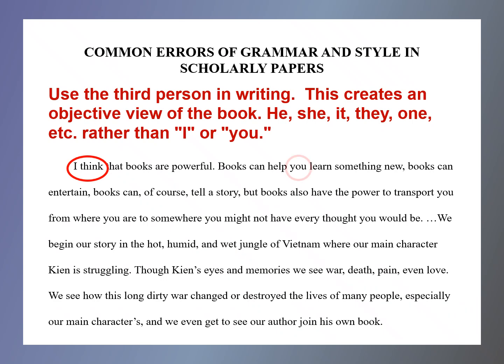One of the biggest issues in writing is use of the first or second person. I, we, us, our, my, you, and your are pronouns used in conversation and in direct quotes, but not in writing. One should use the third person when writing.